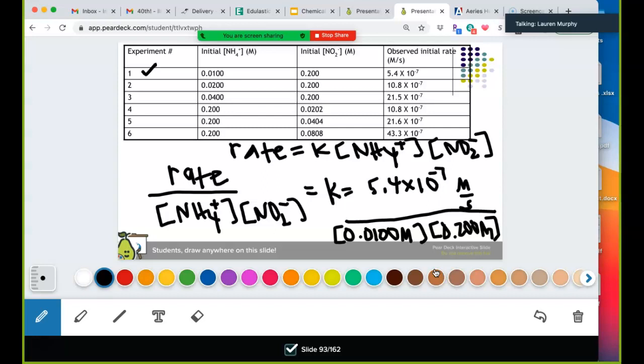Now be careful in your calculator to avoid issues unless you are really good with parentheses. I would just hit 5.4 times 10 to the negative 7th, divide by 0.01, and then hit the divide button again. It helps avoid any parenthesis calculator issues. So my molarities cancel. I got 2.74 times 10 to the negative 4 M minus 1, S minus 1.